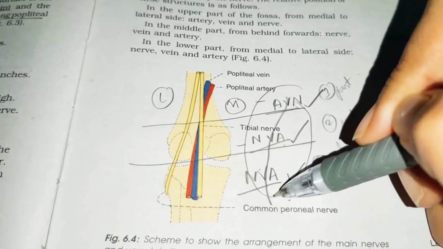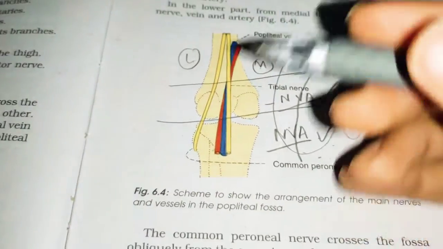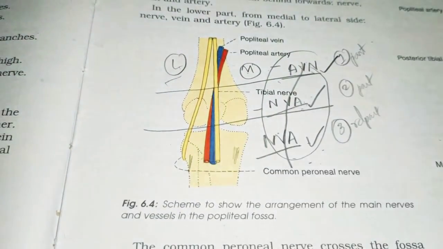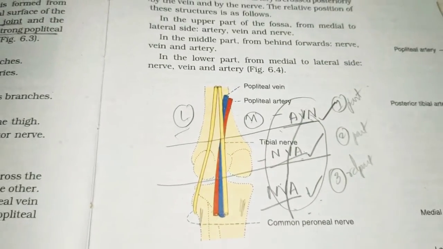AVN, NVA, NVA, medial side to lateral side. How do you say this is medial, this is lateral? You can see here medial side is tibia, lateral side is fibula. So done with this. Now next we will start with the popliteal artery.